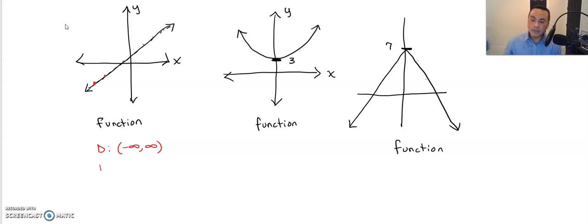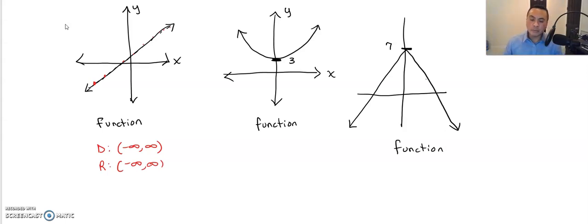So the domain is from negative infinity to positive infinity. The range will also be from negative infinity to positive infinity, because if you look at the graph from the bottom up, so when they're asking you to identify the domain and ranges, for the domain you're going to start from the left to the right. For the range you're going to start from the bottom up.